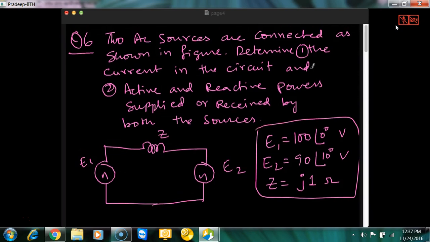So determine, so I have written above, determine the current in the circuit and active and reactive power. So let's define the current like this, I flowing in the circuit like this. So this is the current I. So what is I? That is the question. So again, take 5 minutes, you can solve it. This is the last question for us.